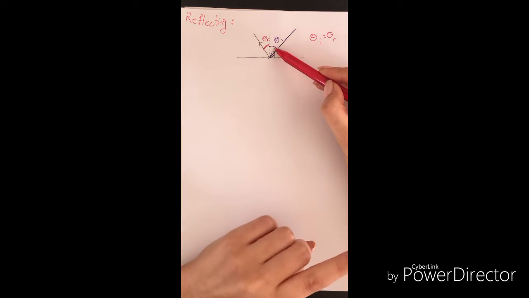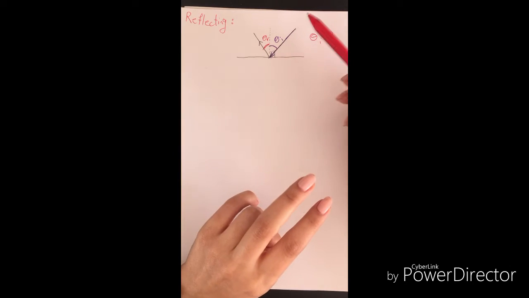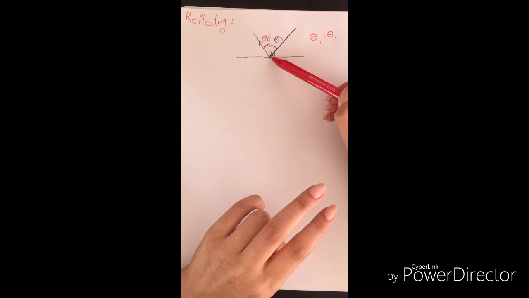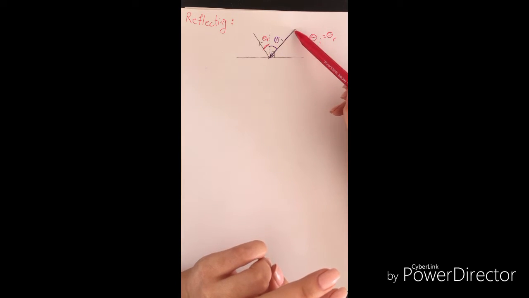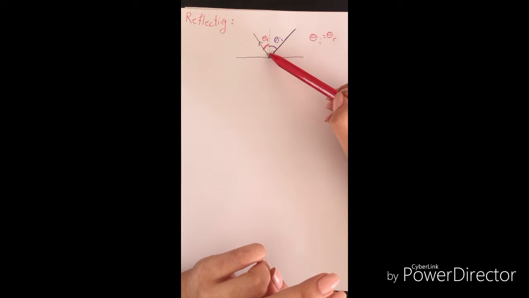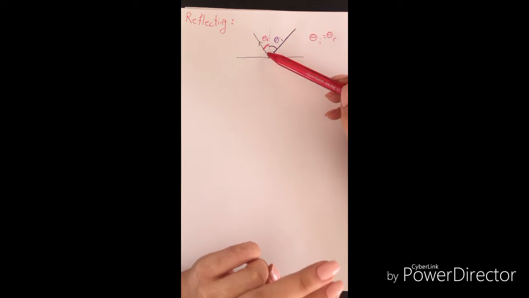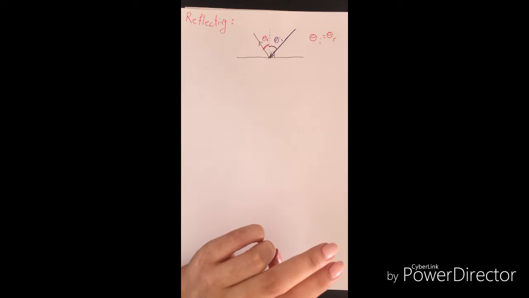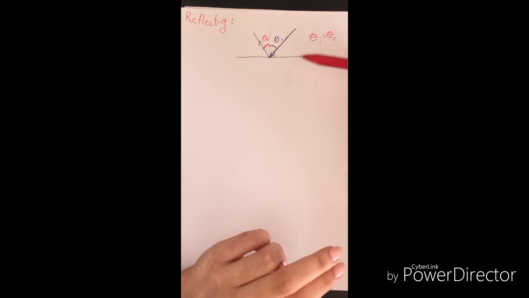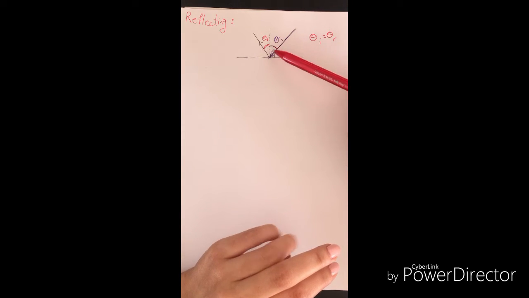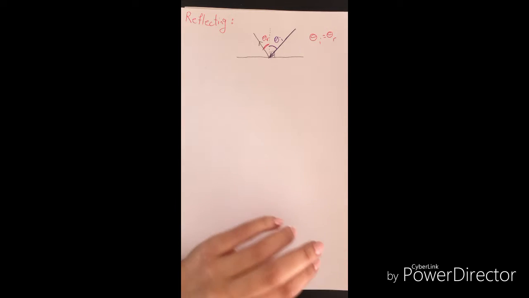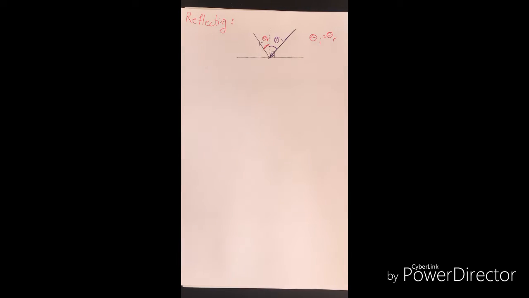So in reflecting, the ray which hits the surface and the ray which is reflected from the surface are both in the same plane and normal to the surface. And second, the initial angle and the angle of reflection are equal to each other. So this is reflecting. The second one is refracting.